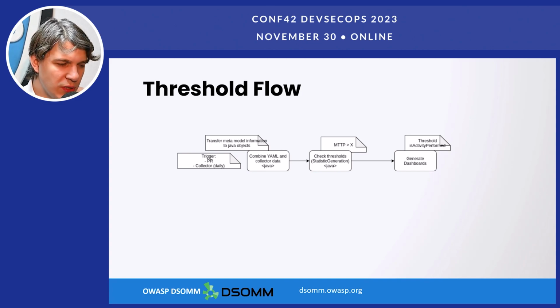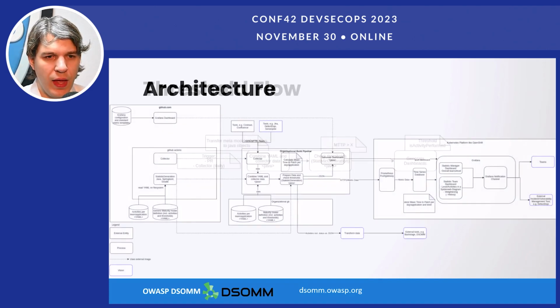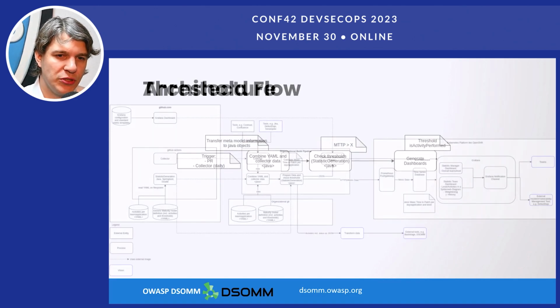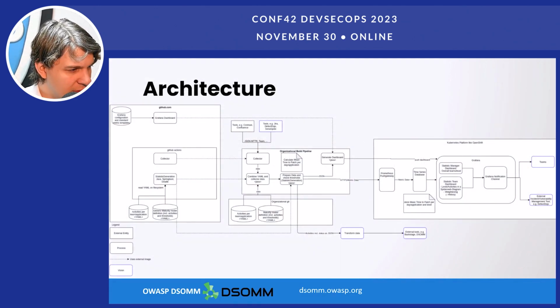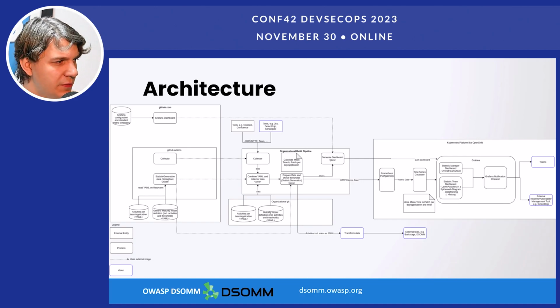So we want to stay independent from Grafana. We want to be able to put any other option there as well, any other data source. For example, the DevSecOps Maturity Model itself, or even other sources. This is a very big overview of the architecture.